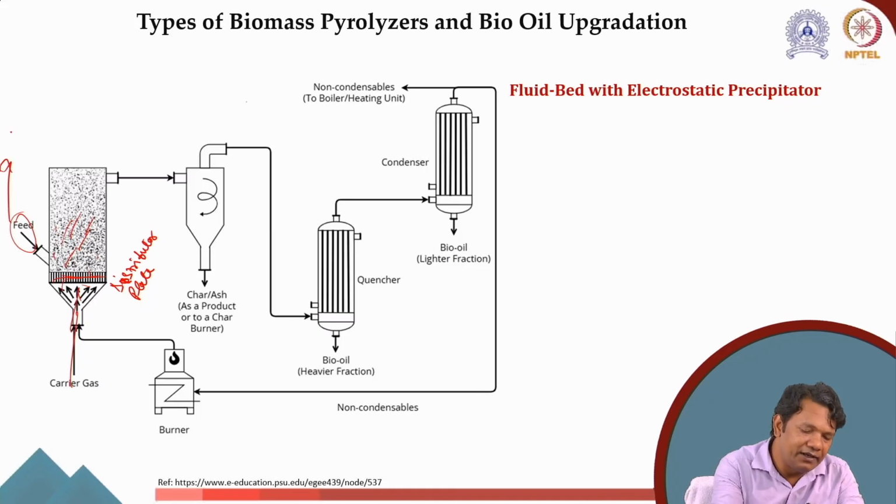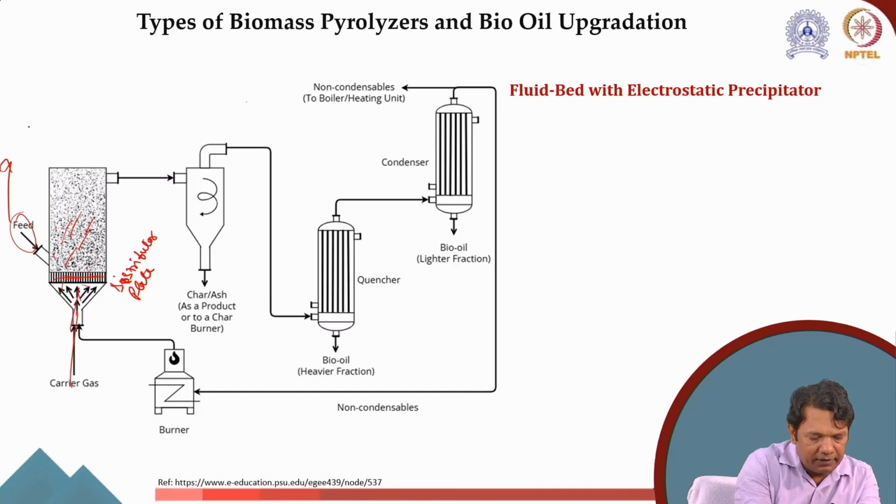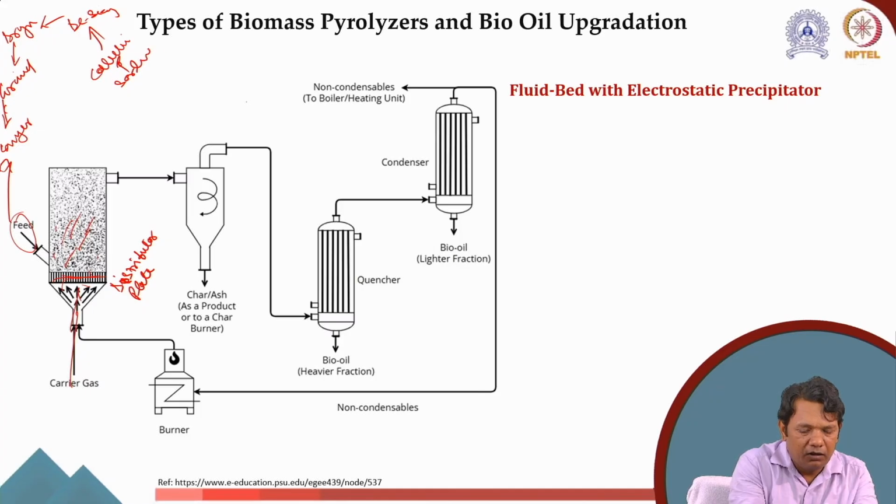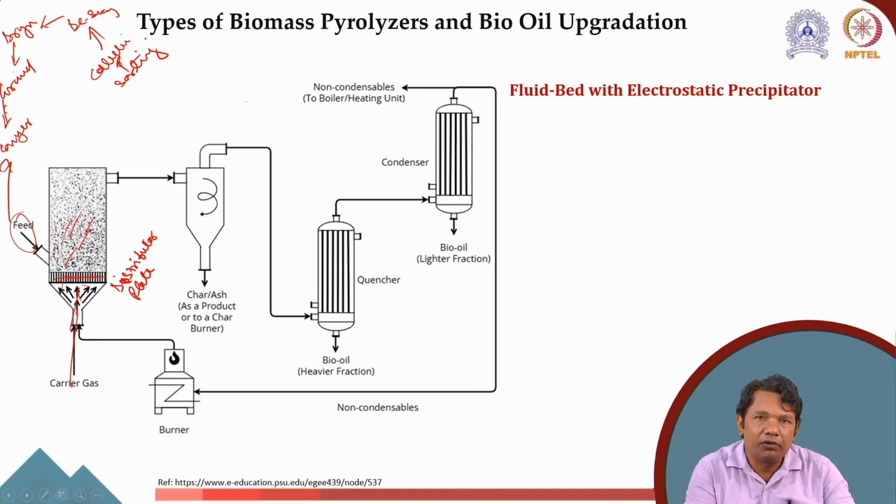The feed is coming. Now this feed may have some pre-treatment units, like I said. You will have a conveyor. Prior to that, you will have grinding. Prior to that, you will have sizing, or you can have drying as well. Prior to that, you can have desizing. Prior to that, you can have collection and sorting. So this is how you can make it. Herein, this is the fluidized bed pyrolyzer with electrostatic precipitator.